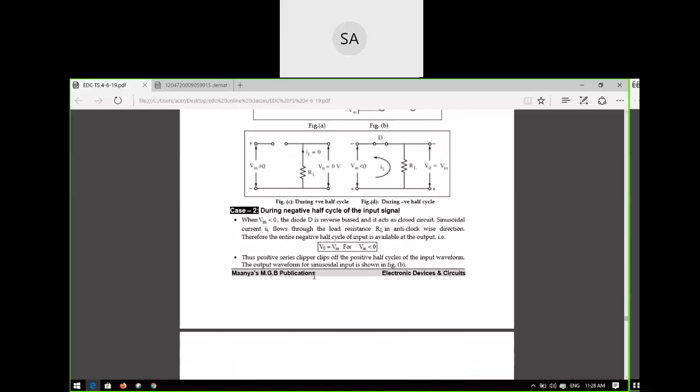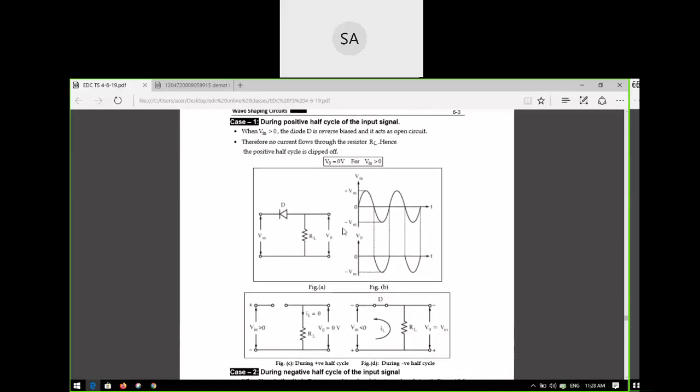So consider the negative half cycle. During the negative half cycle of the input signal, what will happen? Vin is less than zero, which means this is negative and this is positive. Correct or not? The upper portion is negative, this is positive. So what is the status of this diode now? Is it forward biased or reverse biased?